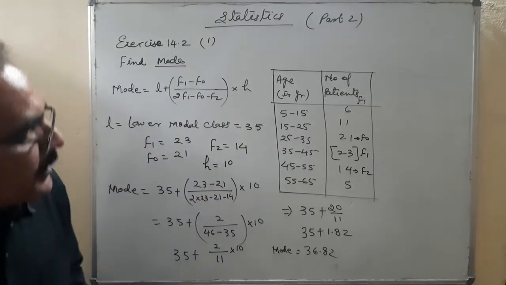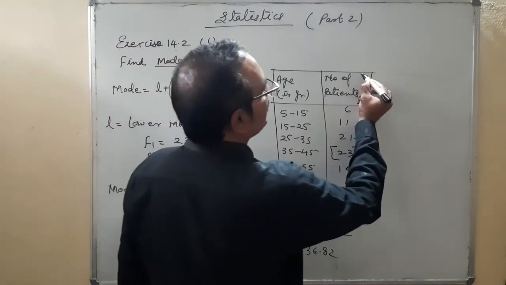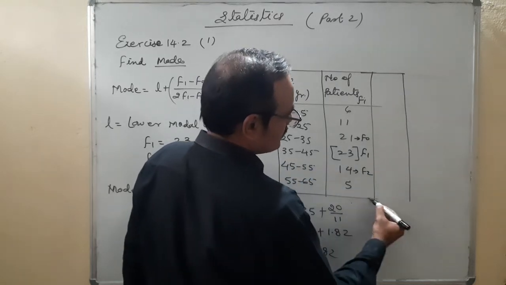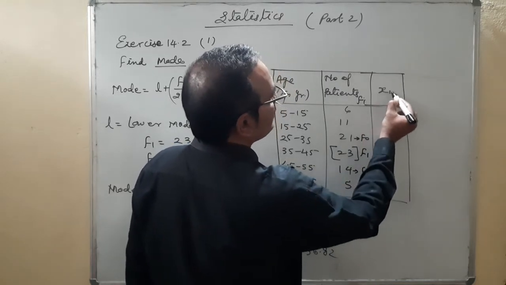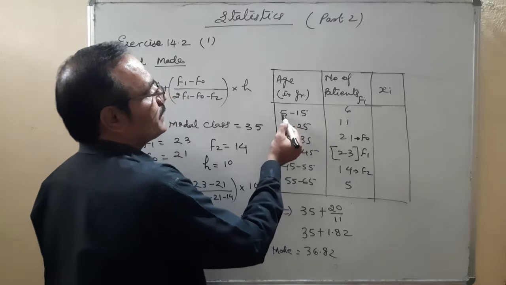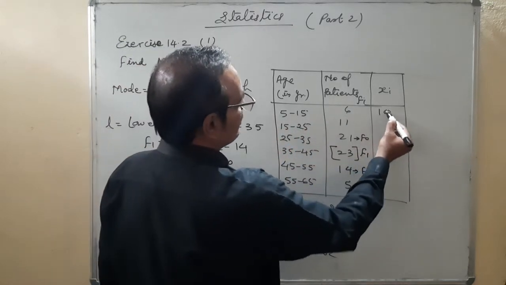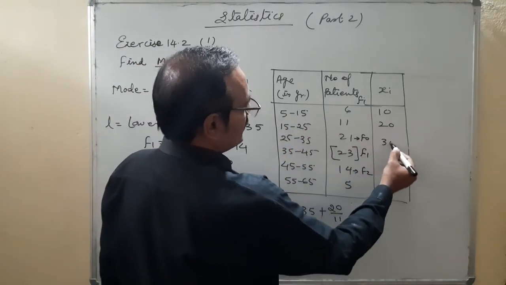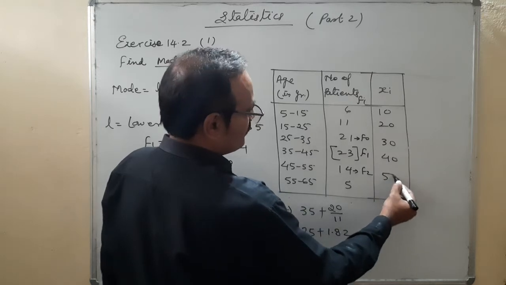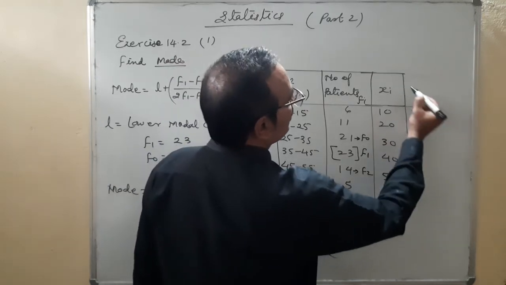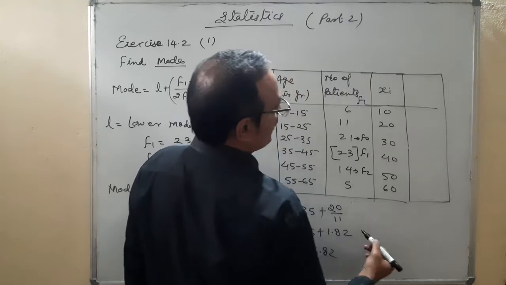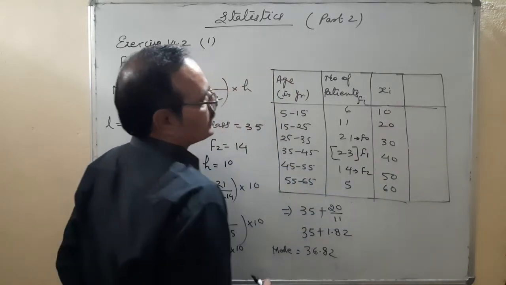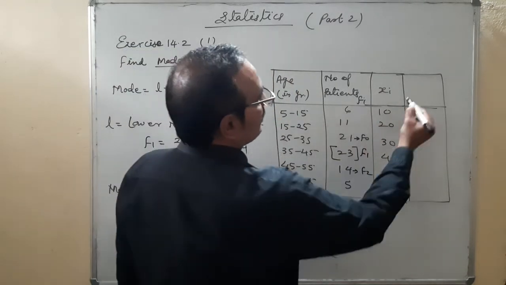It takes 2 minutes only. For finding the mean, what should be done? One column is this, Xi. Xi is what? Class mark. 15 plus 5, 20, upon 2, it is 10, 20, 30, 40, 50 and 60. And one column is Fi into Xi. Start multiplying them.